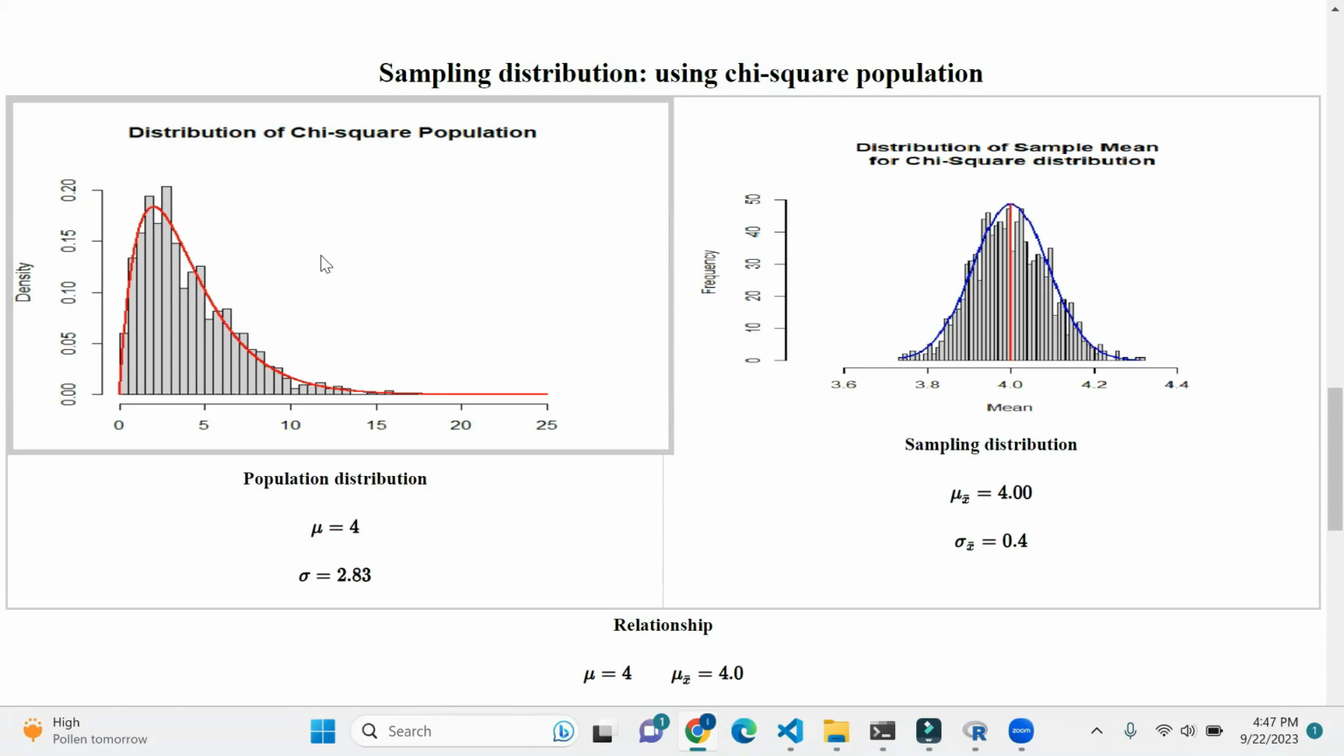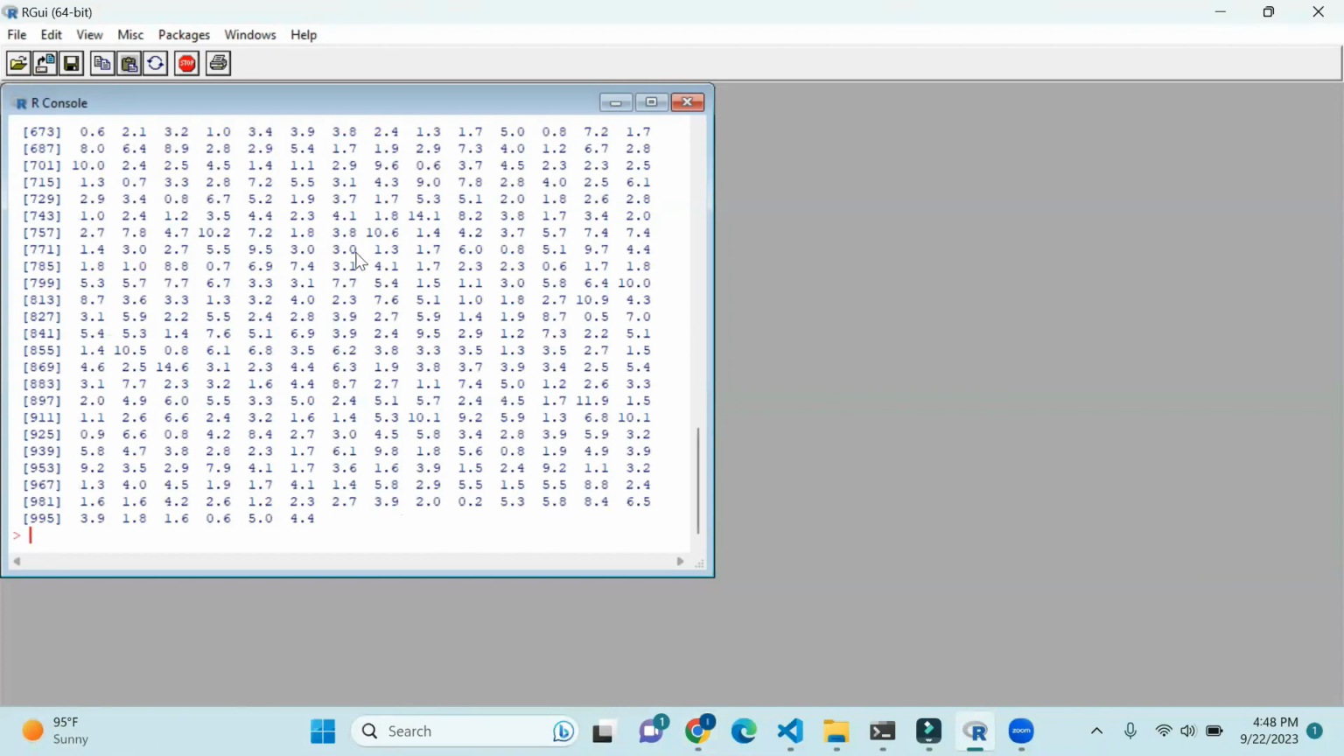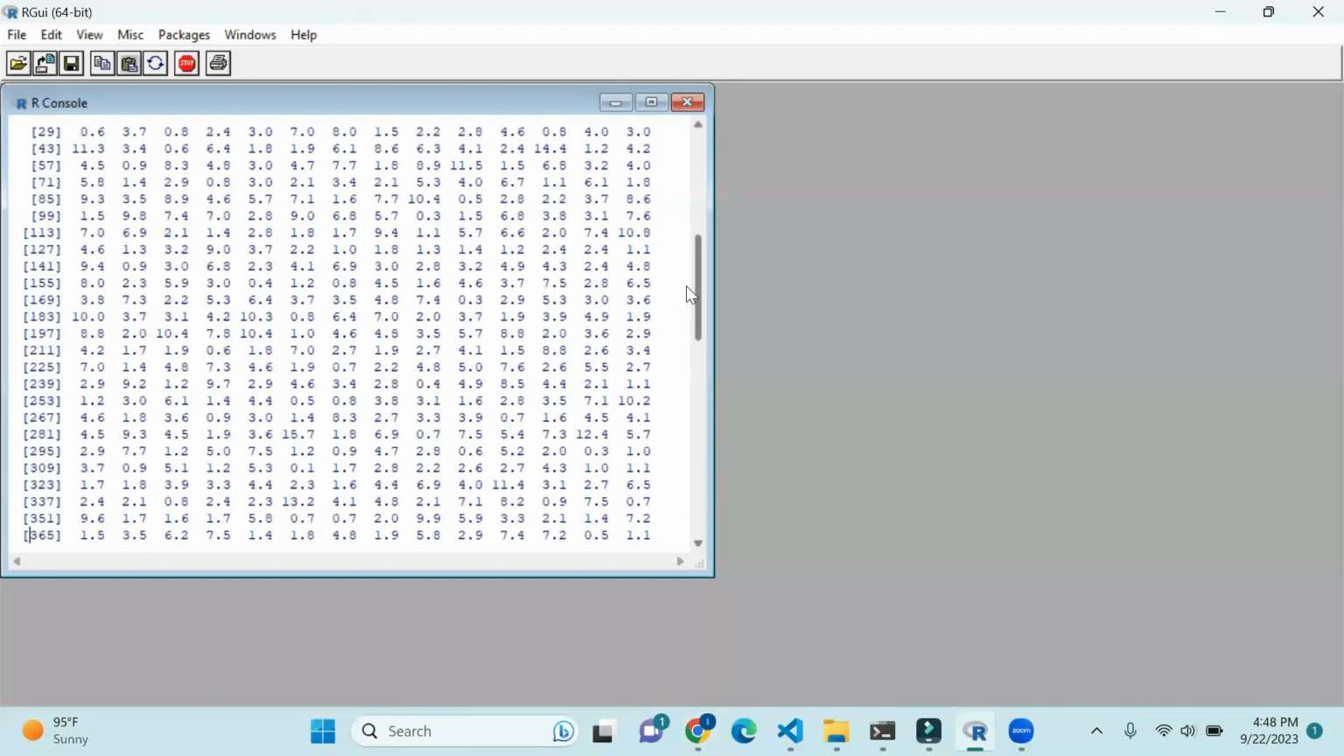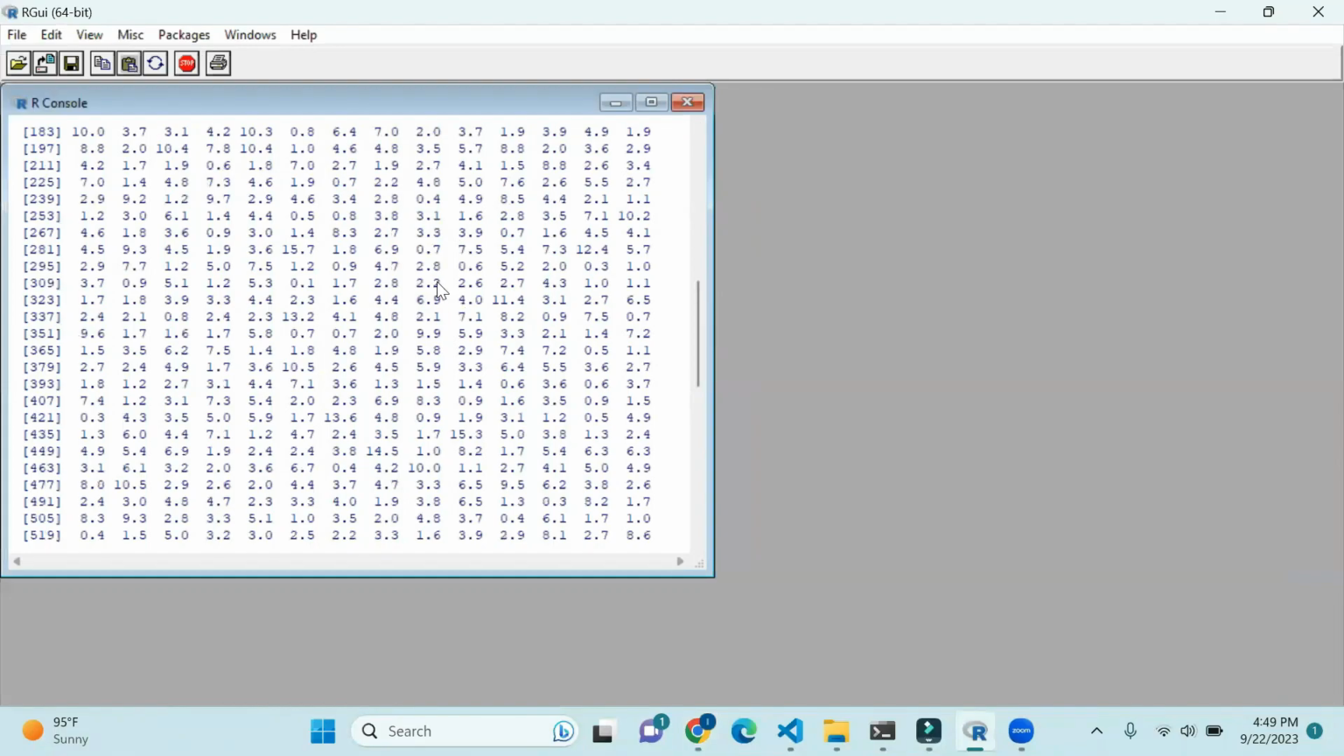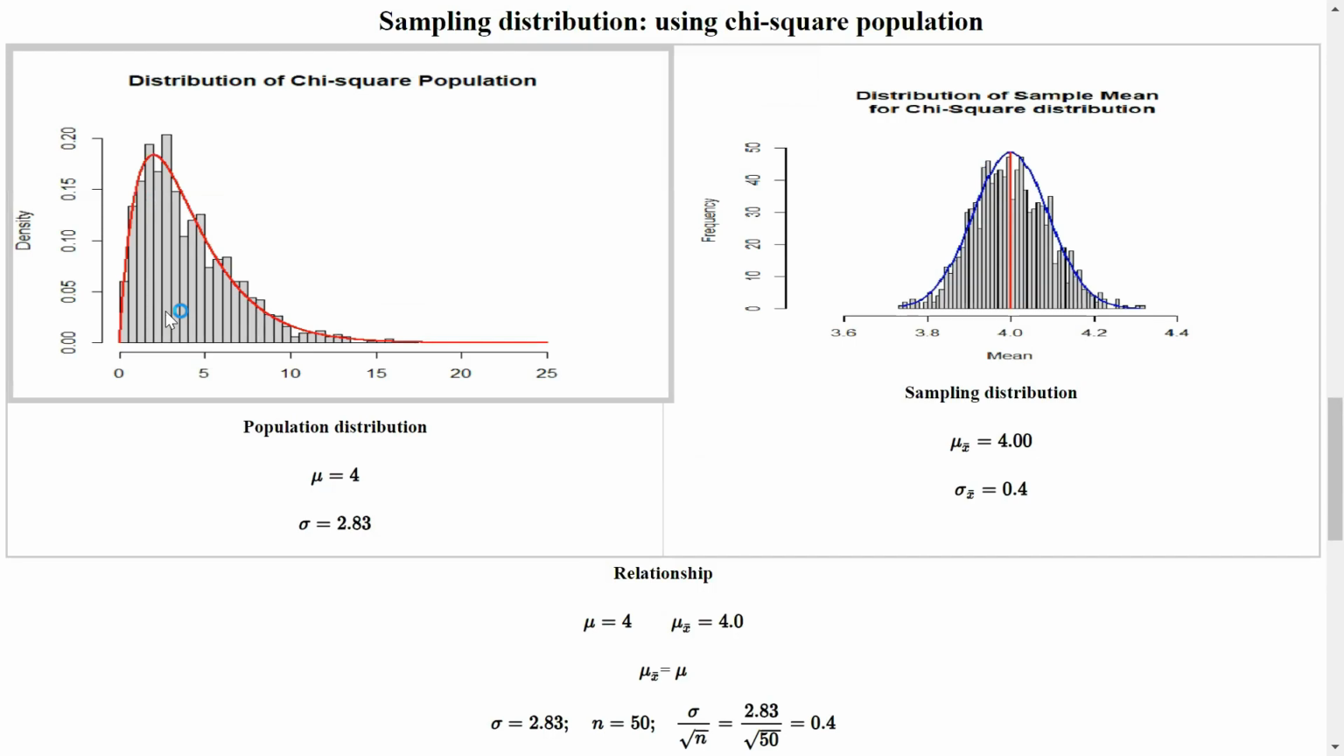We shall consider a chi-square population with 4 degrees of freedom. We also consider 1,000 data points from this distribution, which is shown here in this R console. This is population data from the chi-square distribution. This is the histogram overlaid with the smooth theoretical chi-square curve. This is the chi-square population distribution, a source of sample data. We observe in the figure here that the distribution is right skewed.